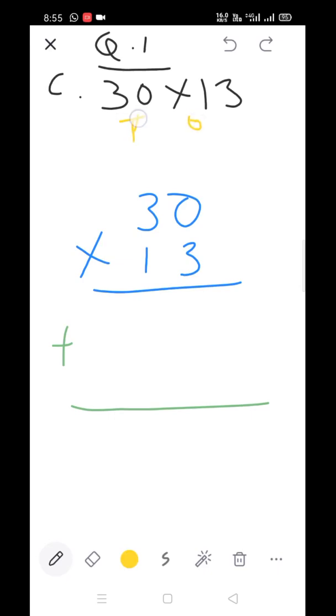It's not a place value, you have to say places. Okay, start from the ones place. 3 will be multiplied with these two digits. 3 multiplied by 0. As you know, whenever we multiply any number with 0, the answer is 0. Then secondly, 3 multiplied with 3. 3 threes are 9.